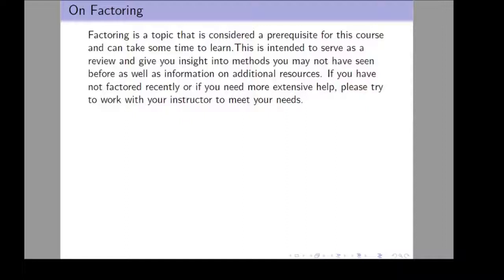Hi y'all. In this video I'm going to go through a method for factoring that I find very useful. It will work well on the problems we'll see, and it will actually also allow you to recognize when things are not factorable, which I find very, very valuable.